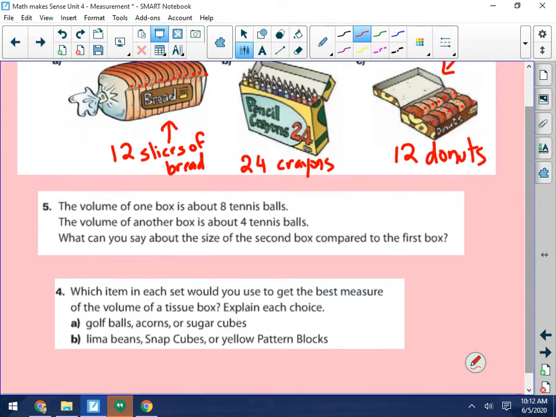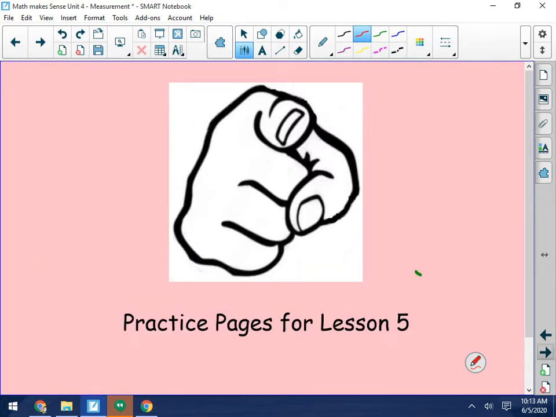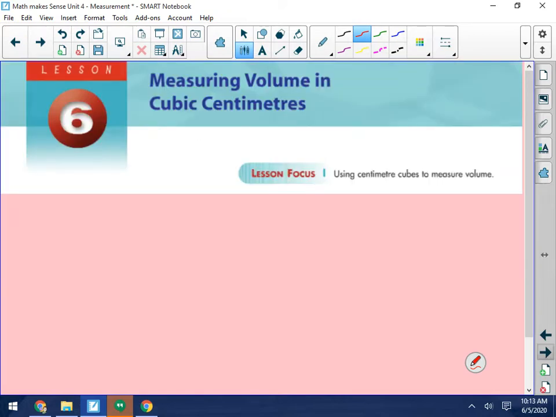Okay. So we can talk about volume being how much it holds. We don't measure volume in slices of bread or in crayons or in donuts, though. We use something else to measure volume. And we'll talk about that in this next lesson, because we measure volume in something called cubic centimeters.